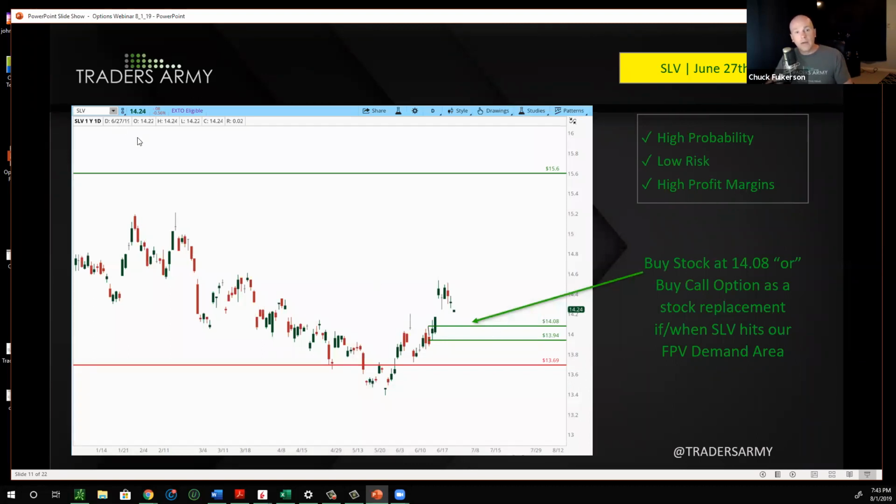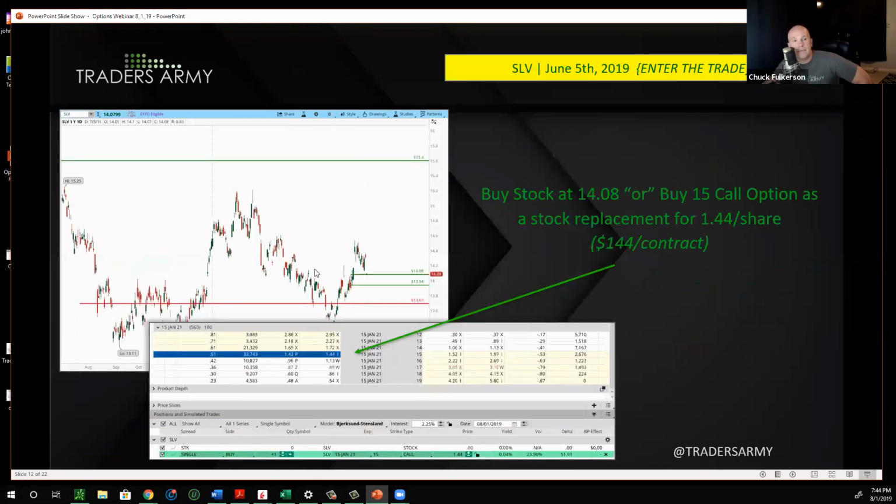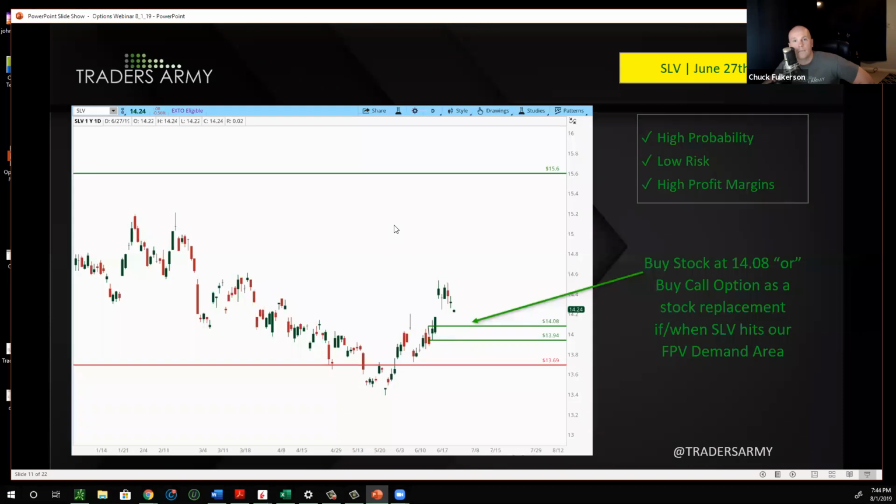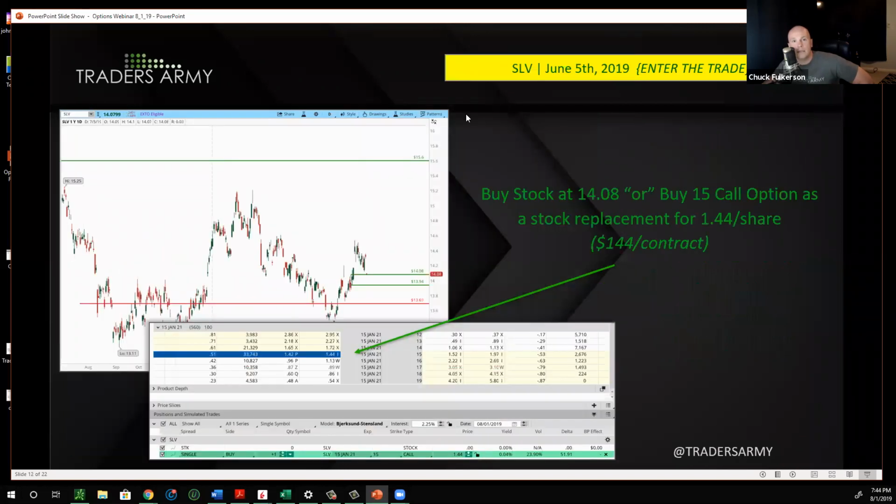Here's another one in silver, SLV. So in SLV, we've got an area here. We had an entry down here at 14.08 as price comes back into this fair price value demand area, and our target up here at 15.60. So this is an ETF, silver, set up on June the 27th. Price came down into that level on the 5th.